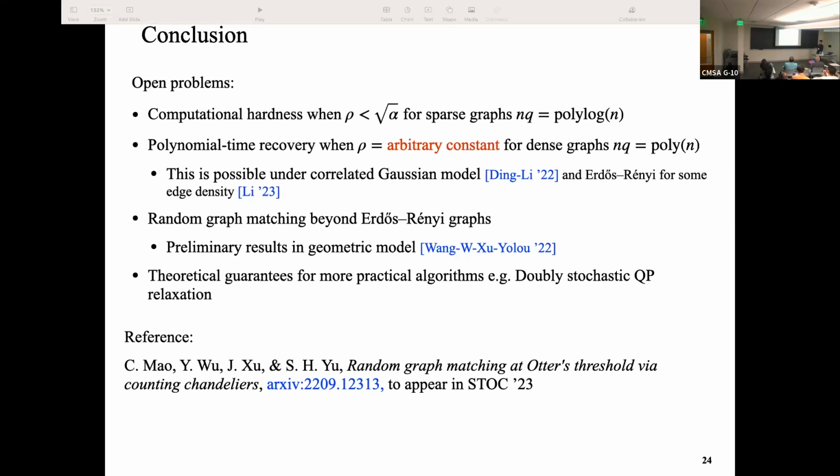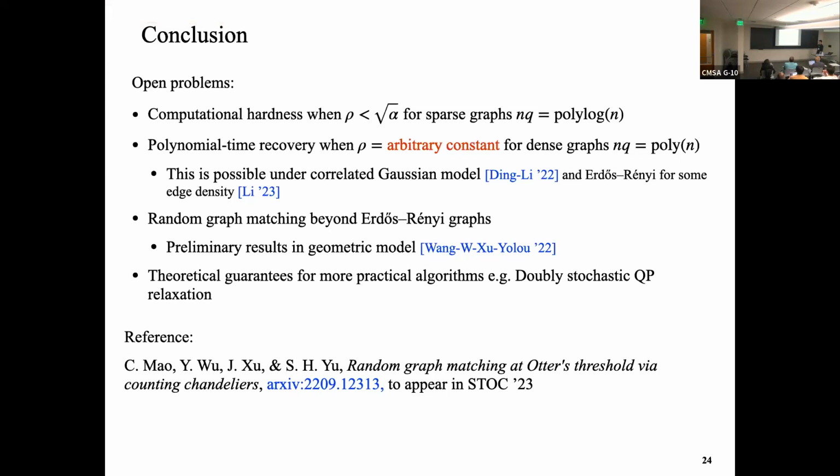In fact, for dense graphs, by which I mean the average degree is a constant, it's possible to achieve in polynomial time reconstruction of the matching when rho is an arbitrarily small constant. And related results were shown by Jian Ding and his students last year for a Gaussian model, replacing correlated Bernoulli by correlated Gaussians, and very recently by Zhongyang Li for the correlated Erdős-Rényi graph for some edge densities. But the conjecture is that for sparse graphs, Otter's threshold is actually the sharp computational limit.